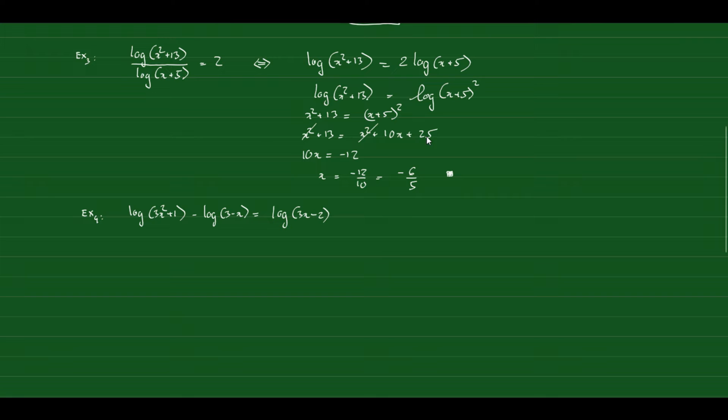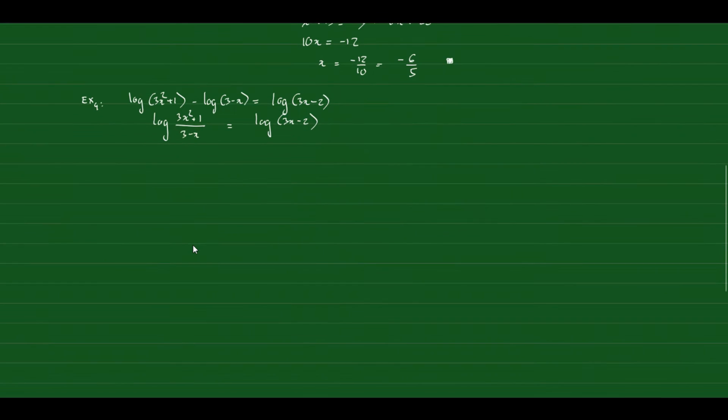Alright. We're going to use the property here a little bit. So we have log minus log, which means you have the log of the numerator divided by the denominator. And now you see the base is the same. It's base 10. So we can set up the arguments: 3x squared plus 1 over 3 minus x equal to 3x minus 2.